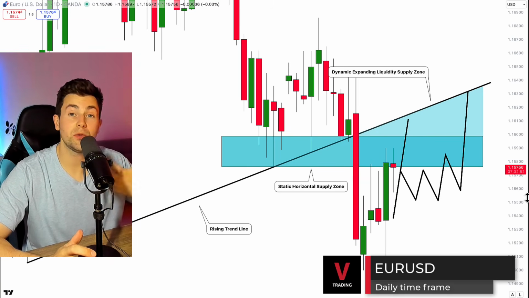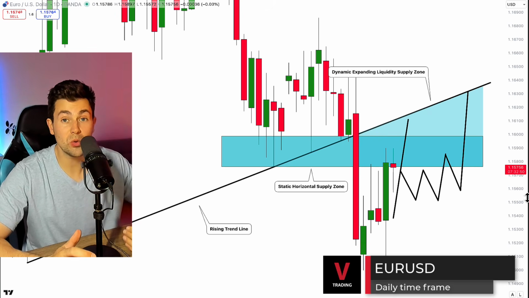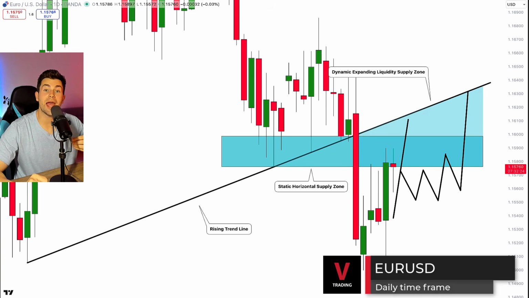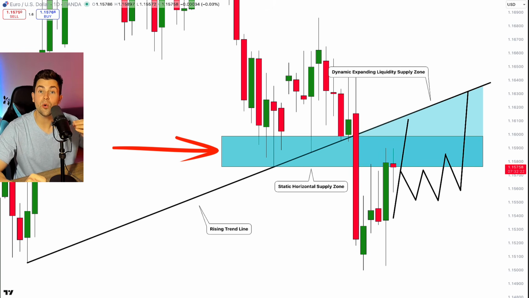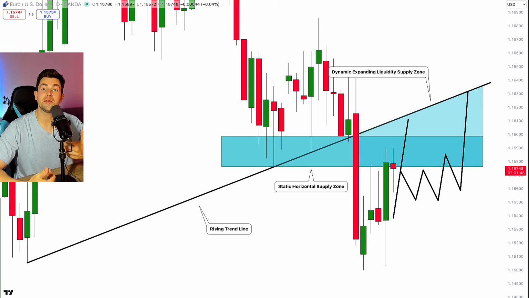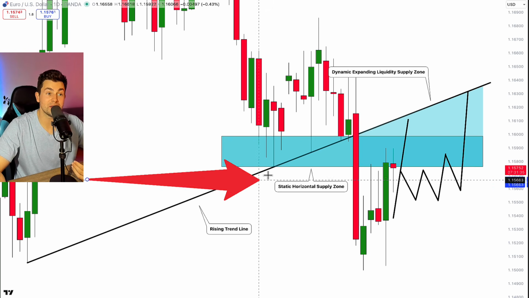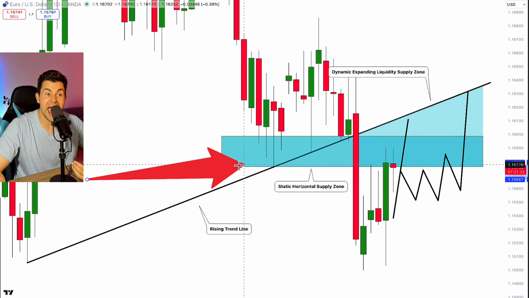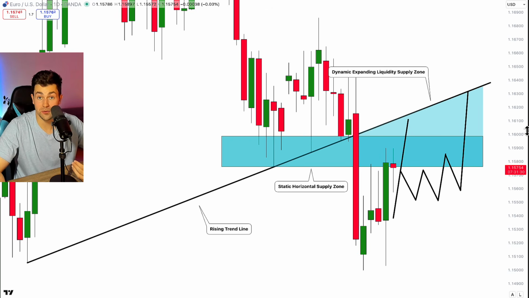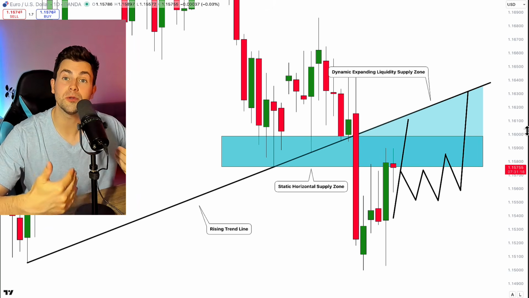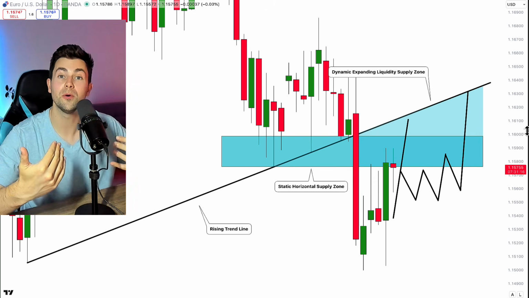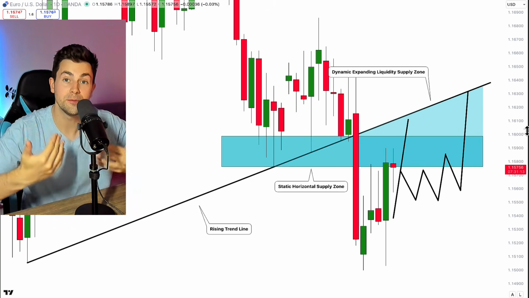Now compare that to a liquidity supply zone on a euro-dollar pair. As you can see, we have a significant static horizontal supply cluster here. But this supply area is just a part of a bigger liquidity zone. We have another strong structure here. We have a strong rising trend line, and this trend line acts as a strong resistance. This trend line and this horizontal supply cluster will compose a dynamic supply zone.